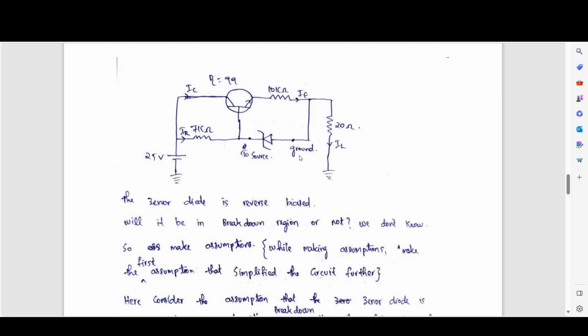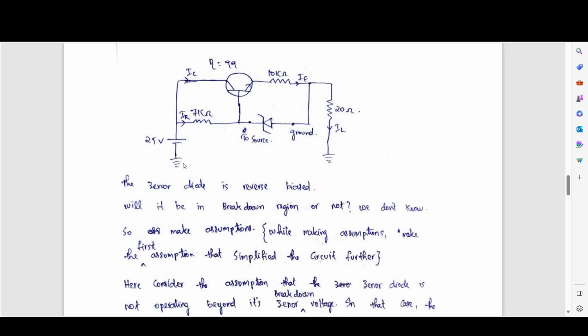We will check the circuit. So we'll have an input voltage here, 7 kilo ohm resistance here, and 10 kilo ohm resistance here, 20 ohm resistance here. So we have to verify whether this is in active region or saturation region or cutoff region. In this case, it is in active region. So we can proceed. That's the first thing that we have to verify.